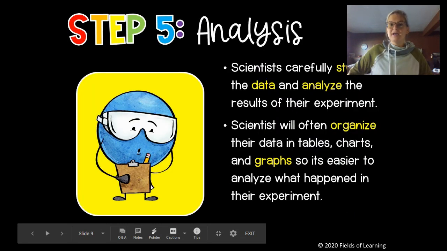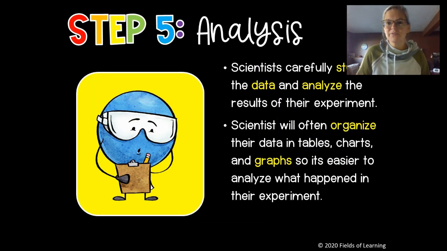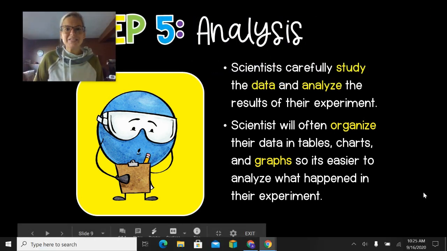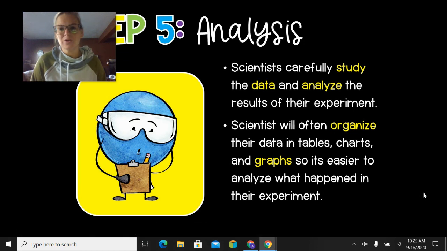Step 5, analysis. So scientists carefully study the data and analyze the results of their experiments. So they are going to often organize their data into a table, into a chart, or into a graph. Whatever makes it easier for people to analyze it, to look at it, and tell what actually happened in that experiment. Okay?